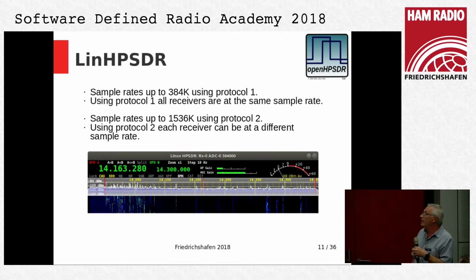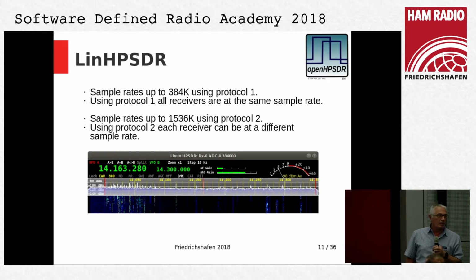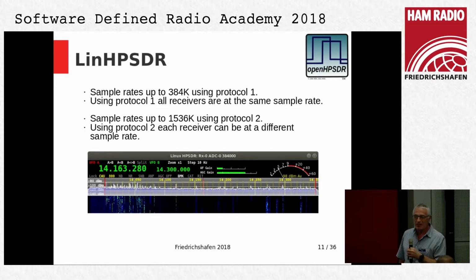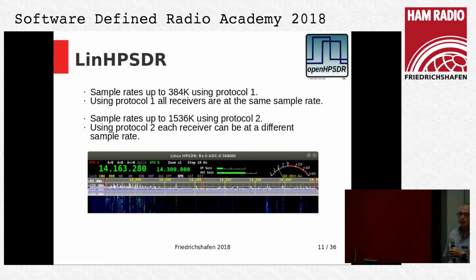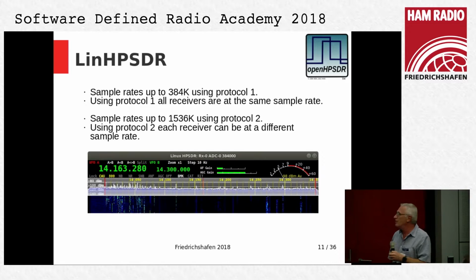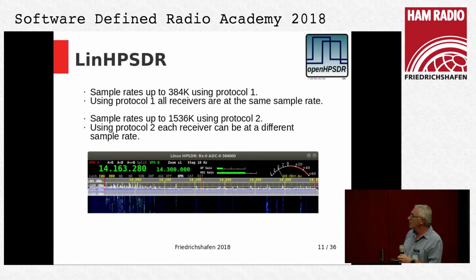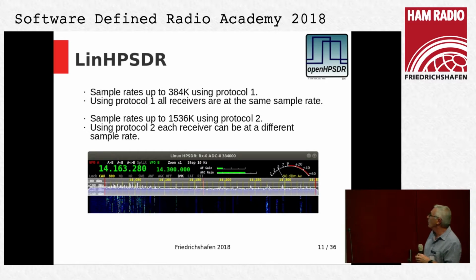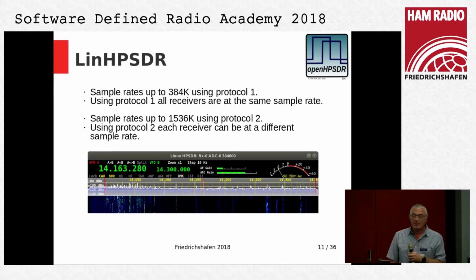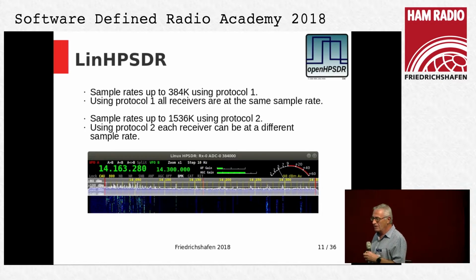And just to be aware that trying to run 7 receivers at 384K on protocol 1 tends to bring the radio down on its knees because it can't transmit that much data across the network interface. Protocol 2, we've got gig Ethernet, we can actually get higher speeds, and we can have a receiver up to 1.5 meg wide. And the example there is just showing 384K, in other words, a whole of 20 meters. So I think there was a CW contest going on that day, judging by all the CW activity down the bottom.